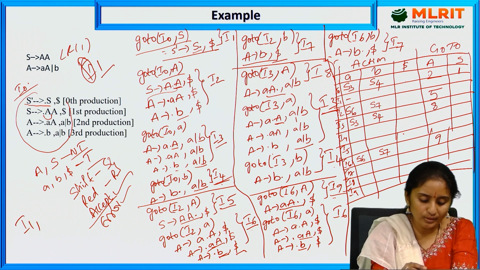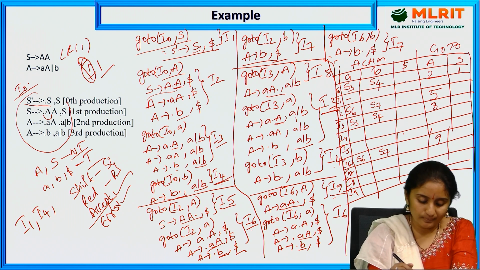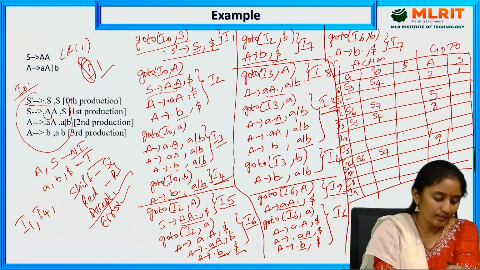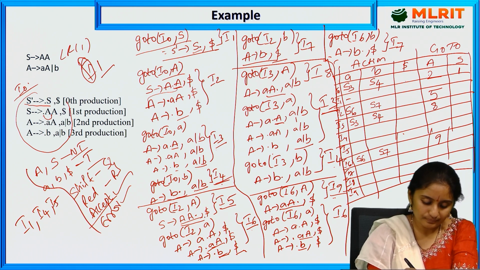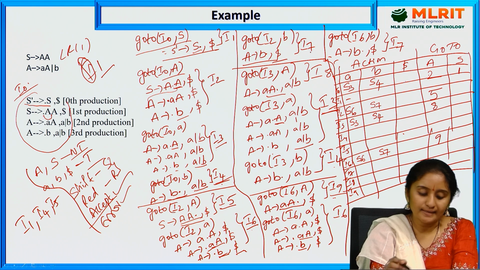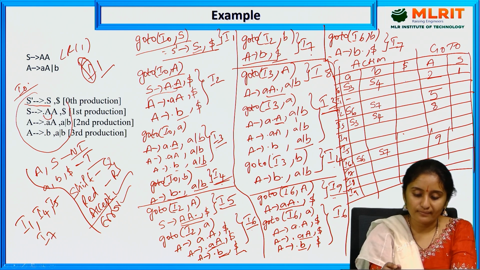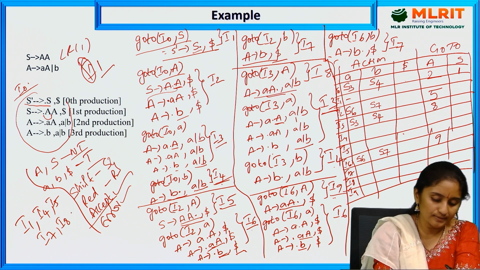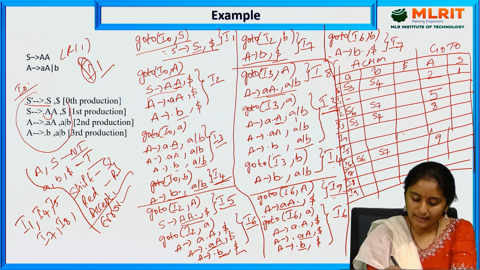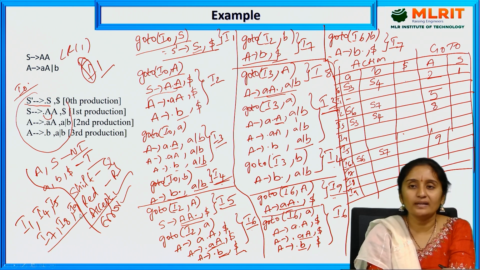Next, check which productions reached final. A tends to B dot is nothing but I4. Next, AA dot is nothing but I5. Next, A tends to B dot, I7. Next, I8 also. Check, is there still any? I9. So we got 6 final states.